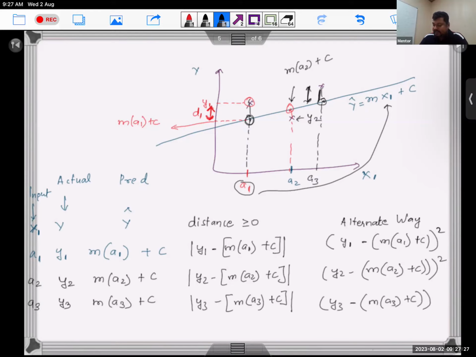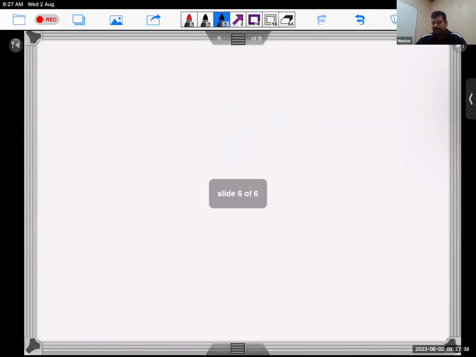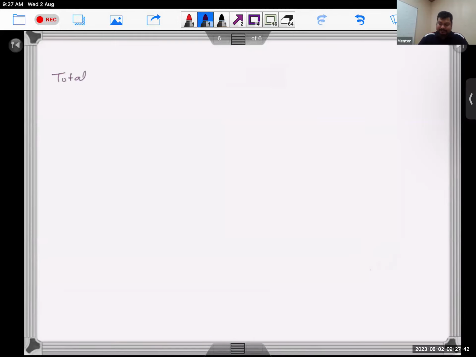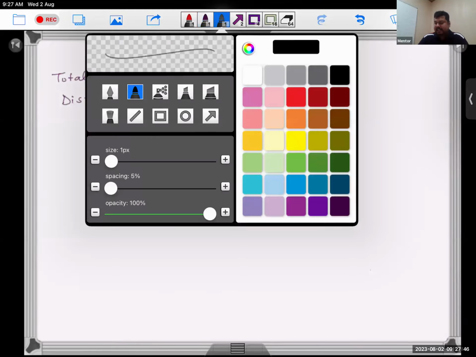Now, why am I saying that we will prefer this? I will talk about this in detail. That's where the maths starts. We haven't touched any math so far. Okay, let's see this. What would be the total distance? I'm going to write it very simply. You tell me if this is accurate or not.